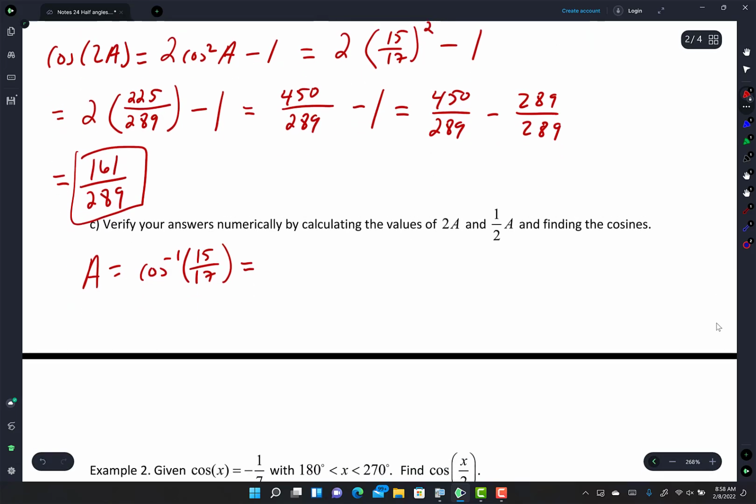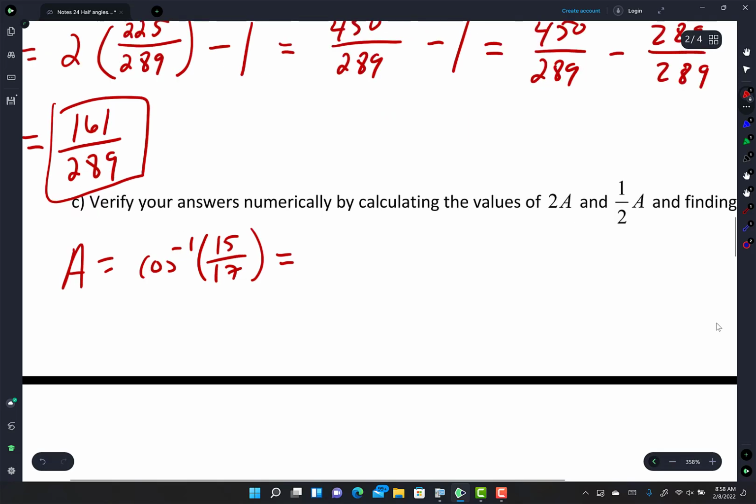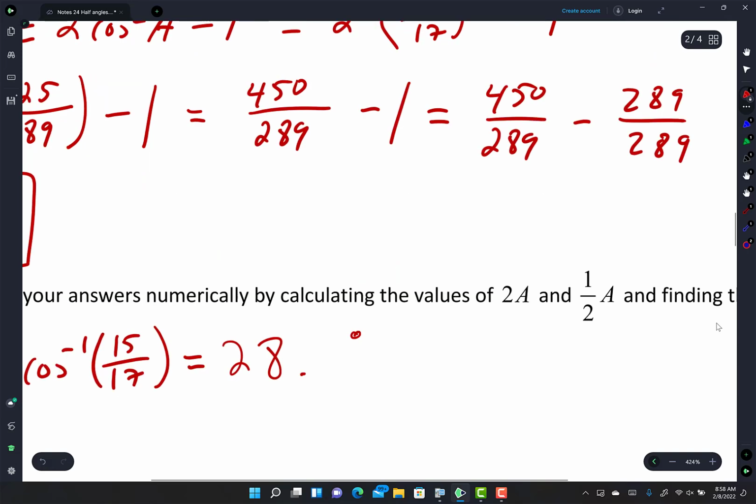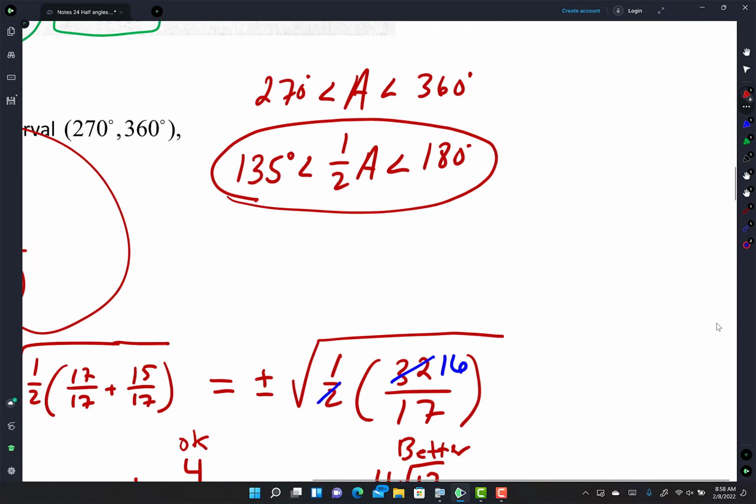Now, before we continue, does everyone know why it was not 28 degrees, 28 point something? Because they told me that angle A was between 270 and 360. Remember, the calculator is dumb. The calculator is only going to give you an answer in quadrant 1 whenever I do this. But it's in quadrant 4, right?